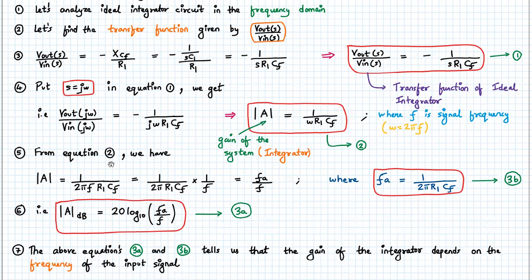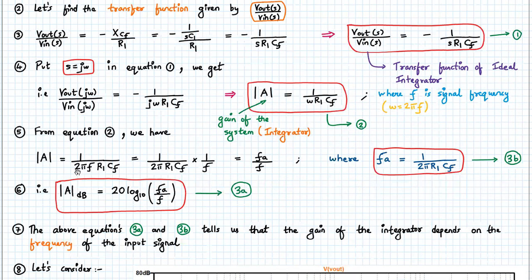Now, from equation number 2, mod of A will be 1 upon 2 pi f into R1 CF. We can rewrite it as 1 upon 2 pi R1 into CF, into 1 upon F. And we can substitute 1 upon 2 pi R1 CF as FA. So the formula will become mod of A equals FA upon F. There is no particular reason why we are calling it FA. We can call it anything else, but just for notation's sake, FA will be given by 1 upon 2 pi R1 into CF. Let us call that equation number 3b.